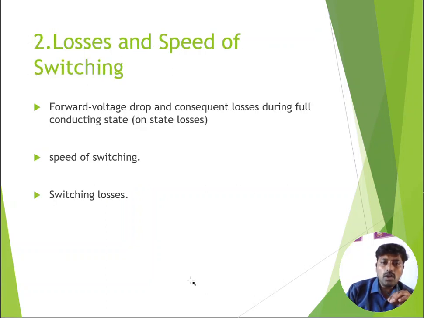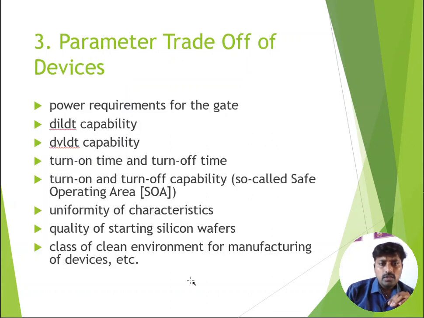The second one is losses and speed of switching. There is the forward voltage drop and consequent losses during the full conducting state. This is the on-state loss. So there are always some losses in the switches when operating, and speed of switching is also one of the matters. So these are parameter trade-offs in devices.